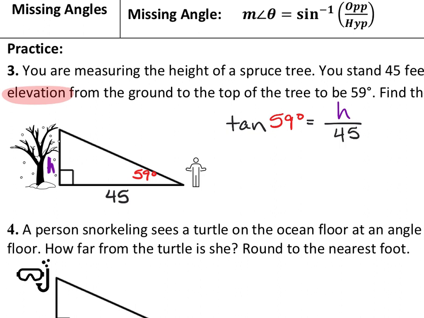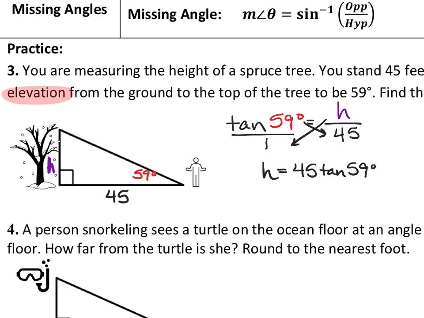The way that we did this before was to make this into a proportion, cross multiply and solve. H times 1 is H. 45 times tangent of 59 is 45 tangent of 59 degrees. At this point, you turn to your calculator, and since you just turned your calculator on for the first time, what should you do with it before you type stuff in? Change it to degree mode.